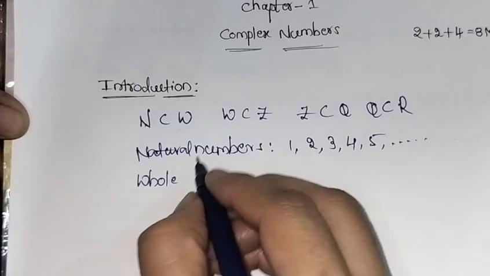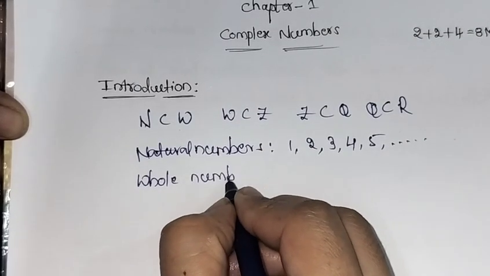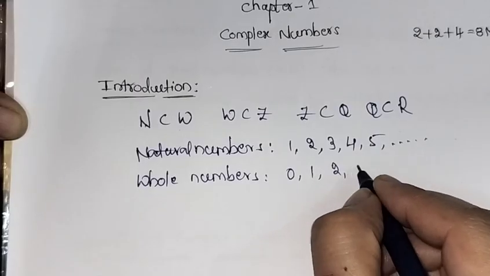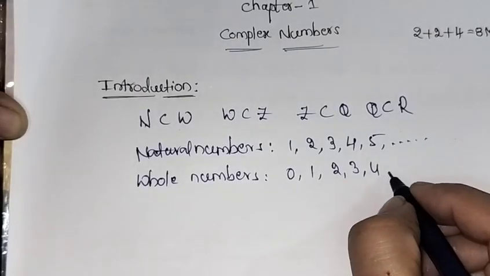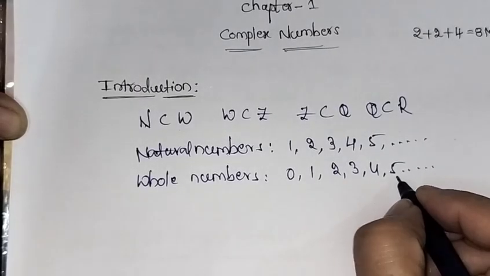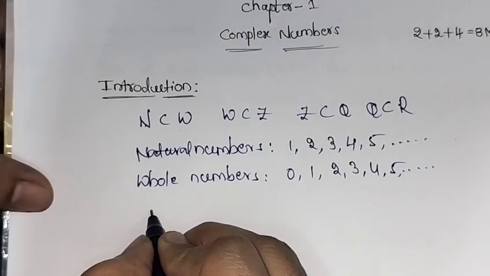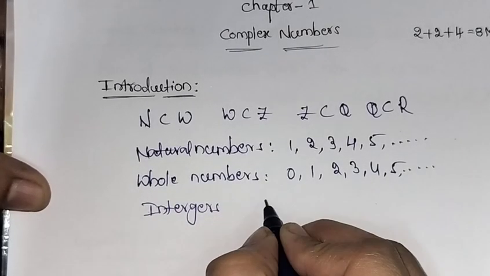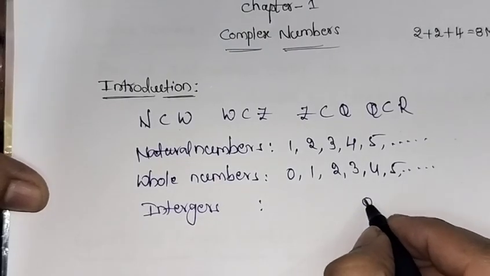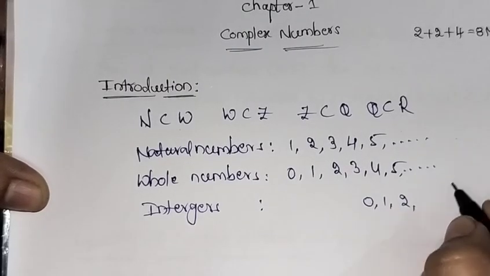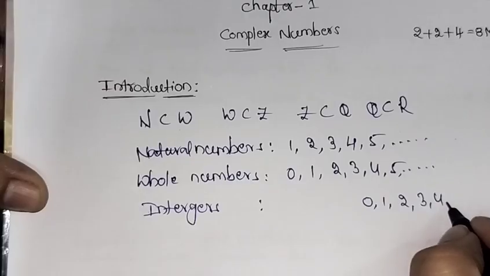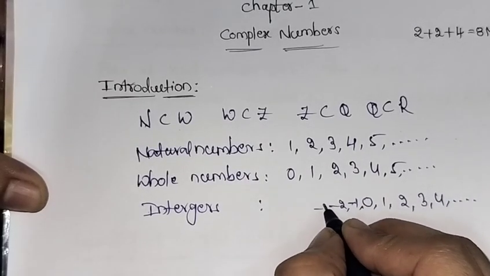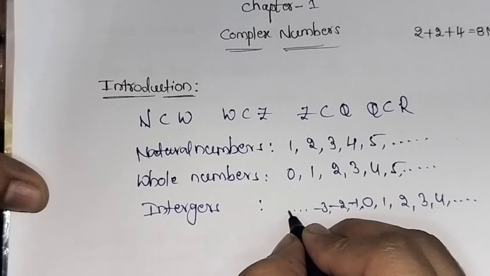Whole numbers are 0, 1, 2, 3, 4, 5 and so on. Integers are 0, 1, 2, 3, 4 and so on, and minus 1, minus 2, minus 3 and so on.